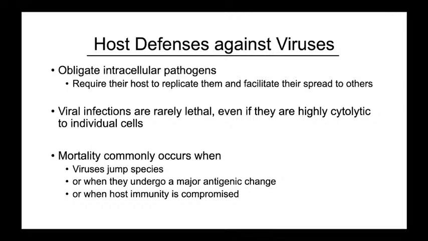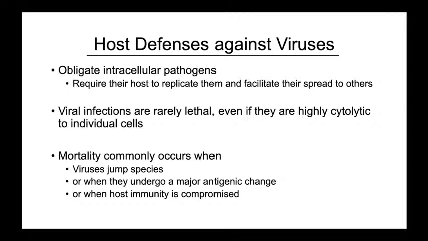But there are some viruses that cause mortality. Most of the time, mortality will occur when the virus jumps species, and this happens especially with the influenza viruses, for example the swine flu or bird flu, when a virus from a particular species now infects the human host. Usually there would be no prior immunity to that because we may not have been exposed before, and that's what leads to a lot of morbidity and mortality.